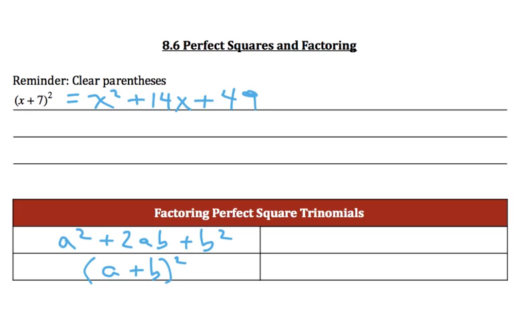Now, pattern-wise, the other deal would be, what if you had a minus going on? So if you had a squared minus 2ab plus b squared, this would work backwards to (a minus b) squared. What makes this different from earlier sections is earlier sections had us FOILing this out, but now we're going from the expanded form to a factored form.